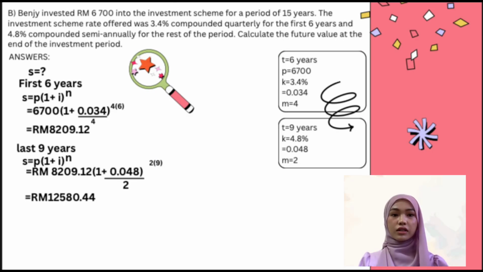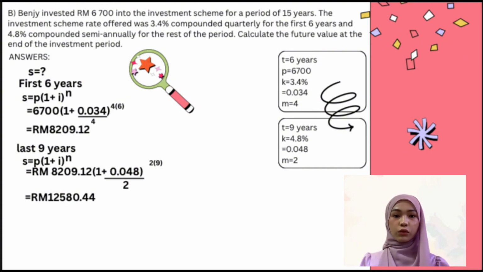Benji invested 6,700 into the investment scheme for a period of 15 years. The investment rate offered was 3.4% compounded quarterly for the first 6 years and 4.8% compounded semi-annually for the rest of the period. Calculate the future value at the end of the investment period. So we have to find S.